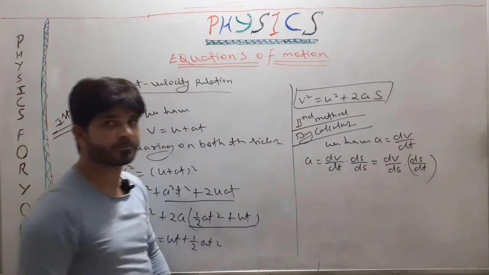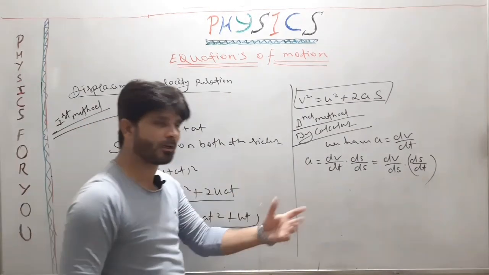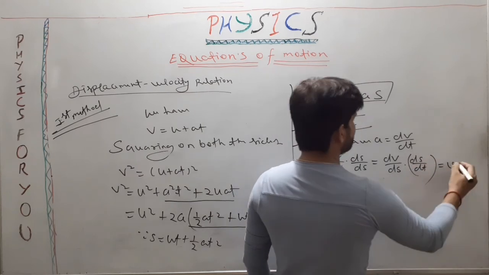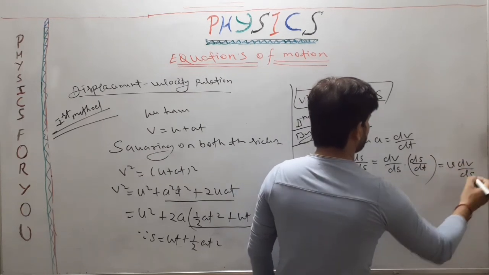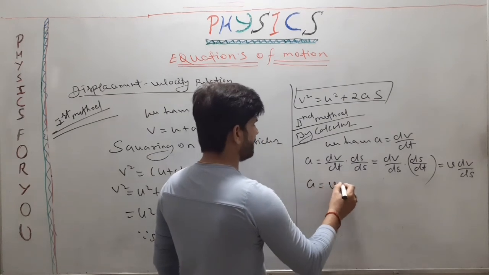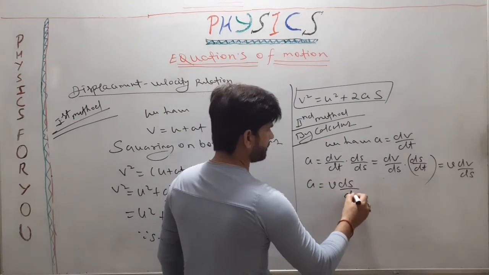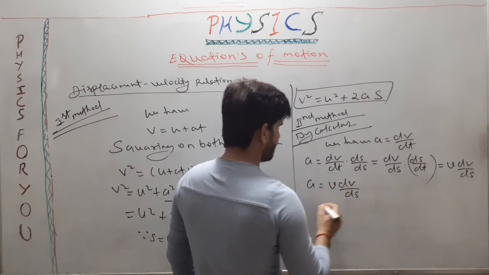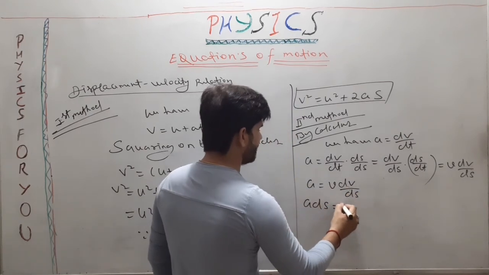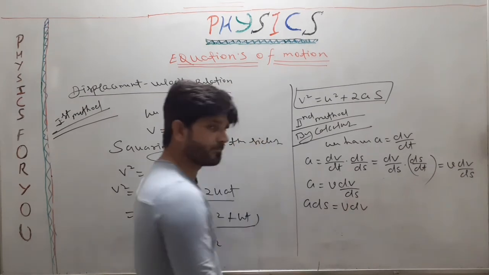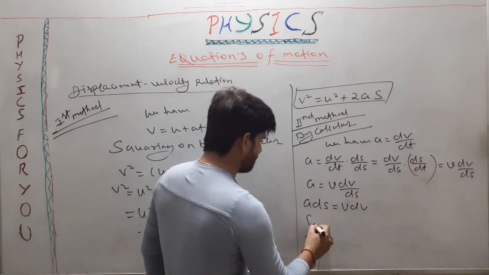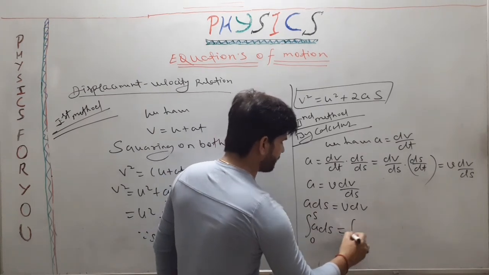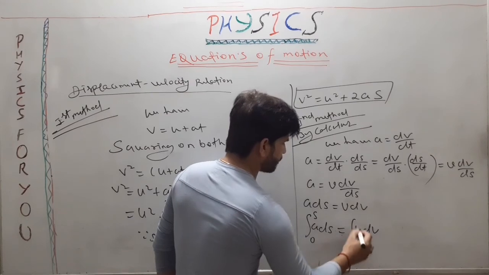As you know that df by dt, displacement upon time, is velocity. So this can be written as v at the place of this df by dt, and this is dv by df. So the relation is this v times dv upon df. By cross multiplying, we have a df equals to v dv. So on integrating with the limit, a df, here the limit is 0 to f and here the limit is v dv, u to v.